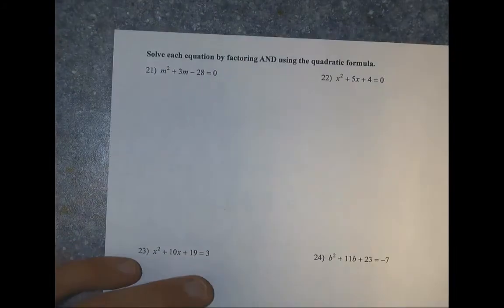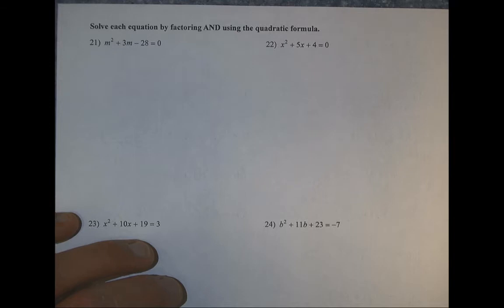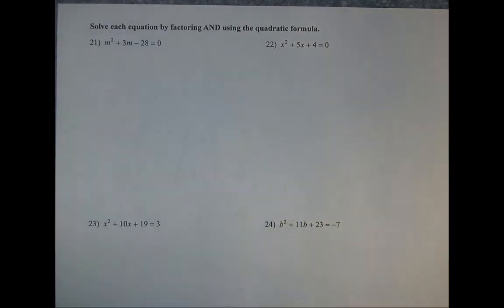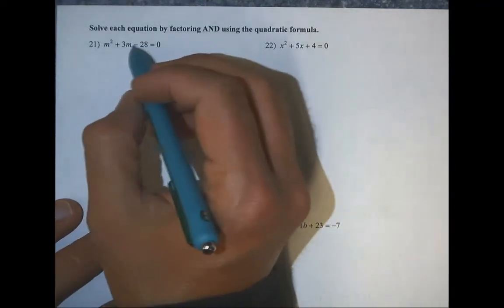Okay, to the back now. We're going to solve these two ways. Once by factoring, which is the fast way, and then once by the quadratic formula, which takes longer. But we want to be able to convince ourselves that they're both going to work here. So let's start by factoring.